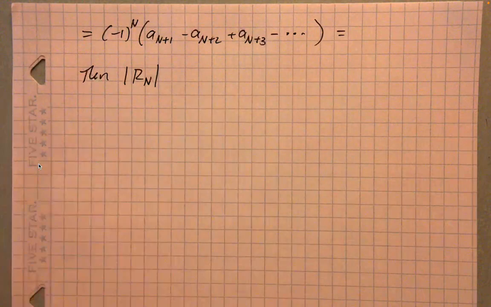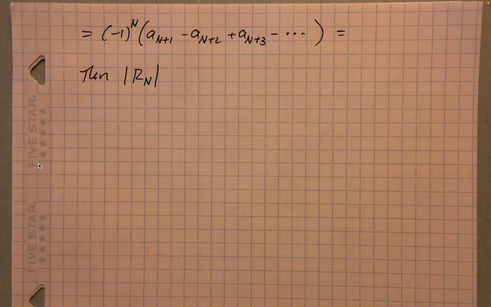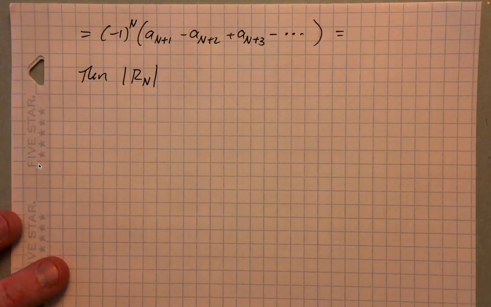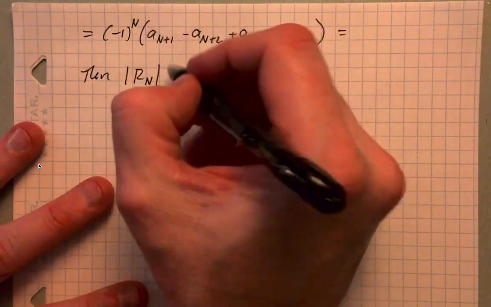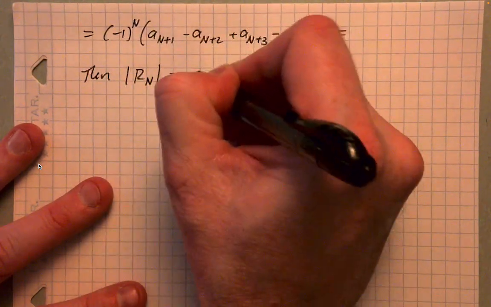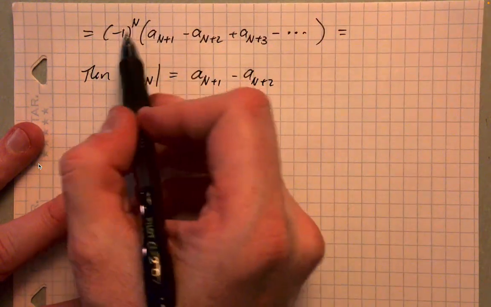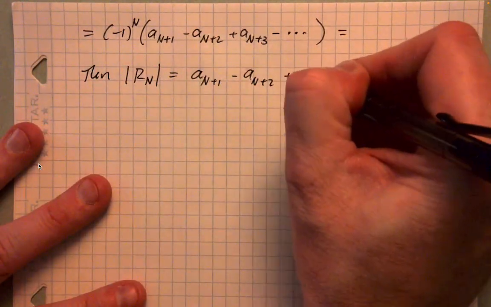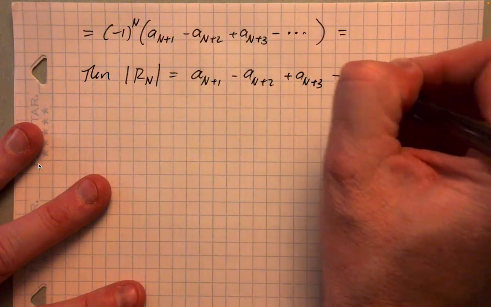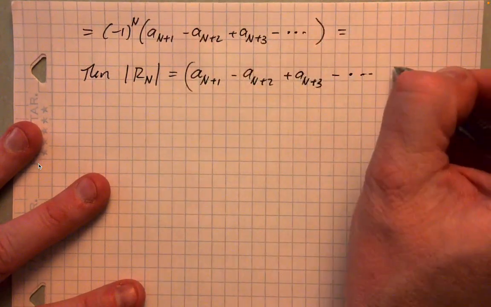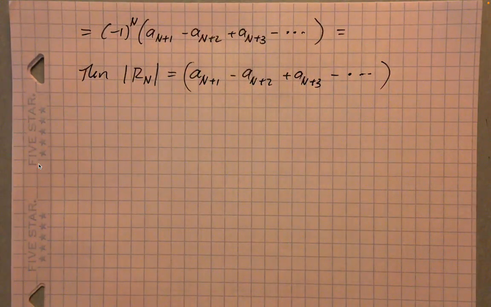So what happens when we take the absolute value of this? Well, basically the negatives all drop out, right? So this becomes a to the n plus 1 minus a to the n plus 2. Basically, this piece up front disappears. Plus a to the n plus 3 minus dot, dot, dot, right? So the whole thing, that's the absolute value. Okay.